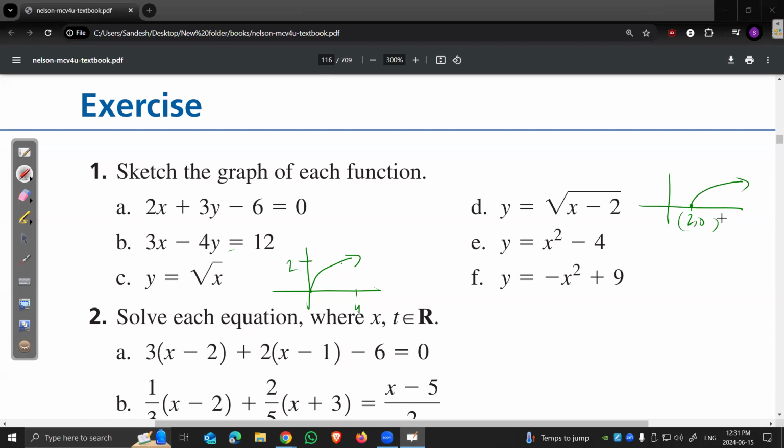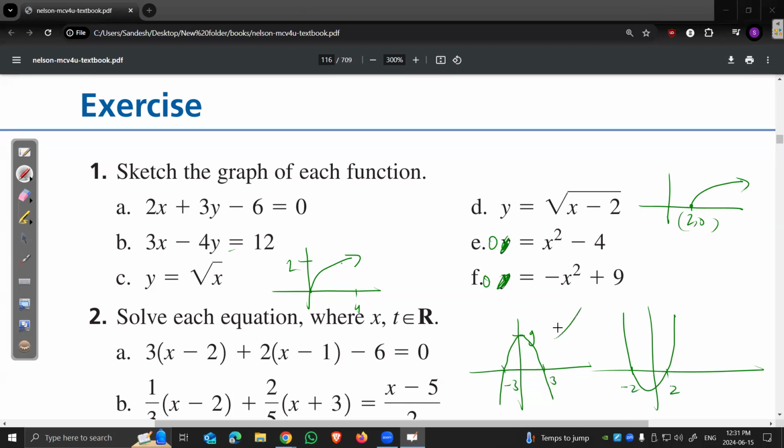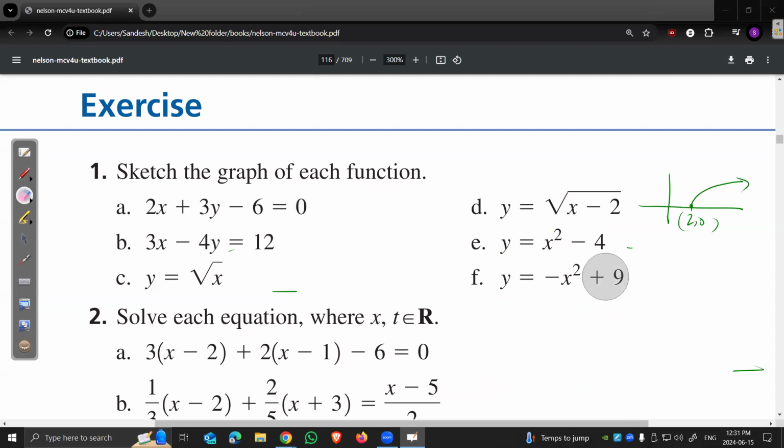E is a quadratic opening upwards, y-intercept of -4, like that. F is a quadratic negative, so it opens down, y-intercept of 9, like that. You can find the x-intercepts here as well. This will be 3, -3. By setting this to 0, you'll get root 9, 3, -3. Same thing here. If you set this to 0, root 4 is 2 and -2. So there you go. Those are the plots. Not that tricky, right? It's just basic curve sketching.